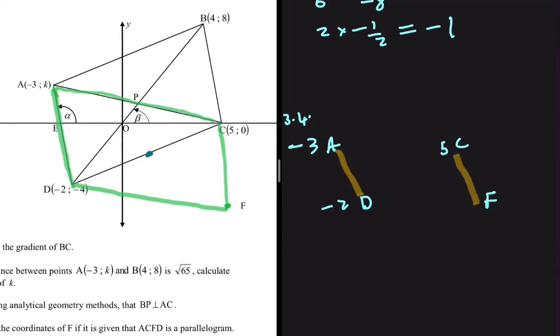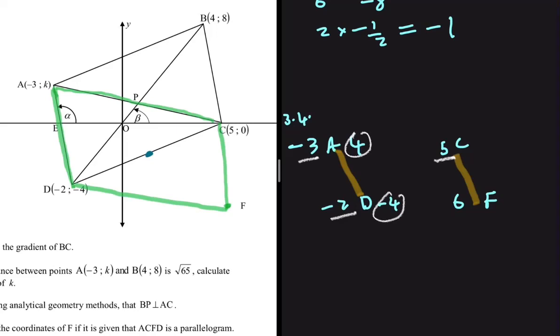So here we have -3 and -2. You can see that from A to D is +1. Here we have 5. So for the x value of F, we must have 5 + 1, which is 6. So we have covered the x value of F. Let's look at the y values. The y value of A is 4. The y value of D is -4. So from 4 to -4, that is -8.